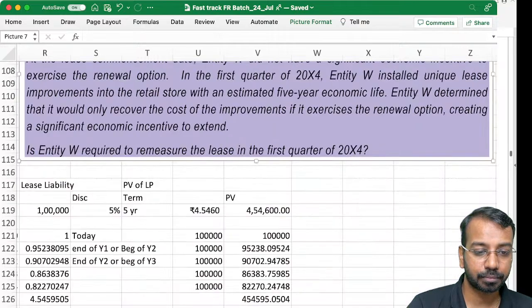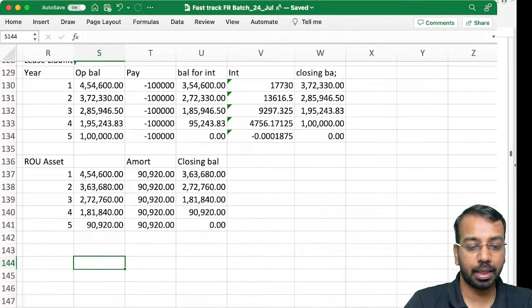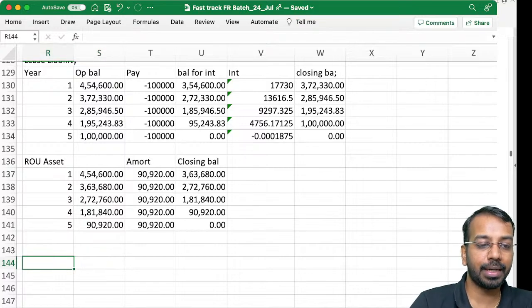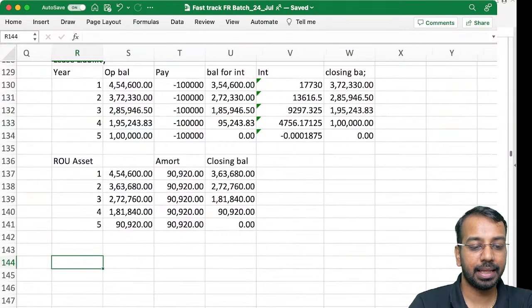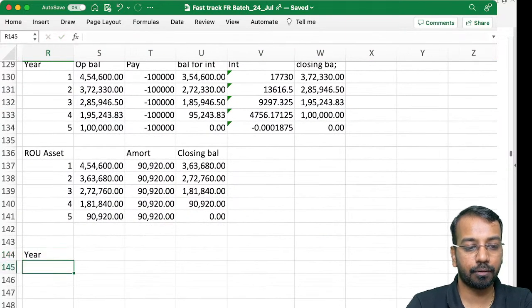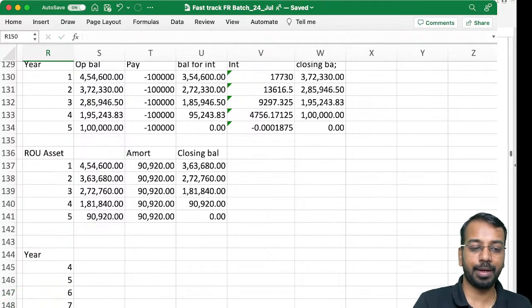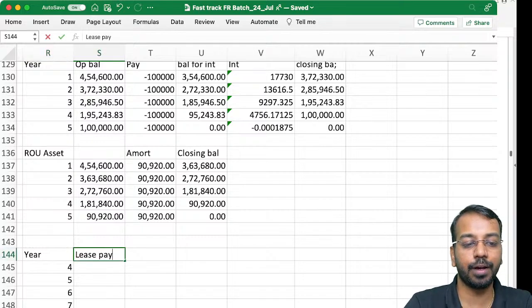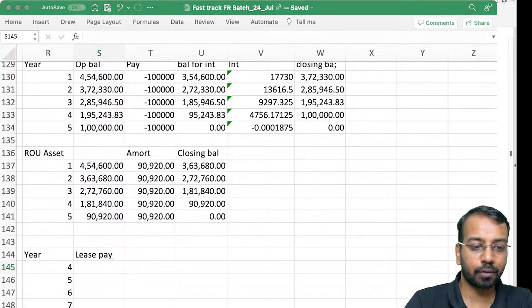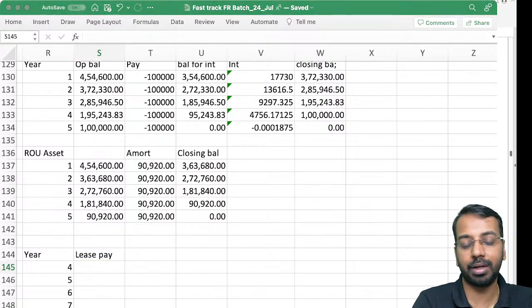Now listen to this very carefully. We have completed 3 years. We are in the 4th year. So now we will say year 4, 5, 6, 7, 8. Sir, why 8? 5 original period, 3 years to extend. Now what are my lease payments? Now here is where a lot of students should get a doubt as to what the lease payments are, how should we calculate these lease payments.